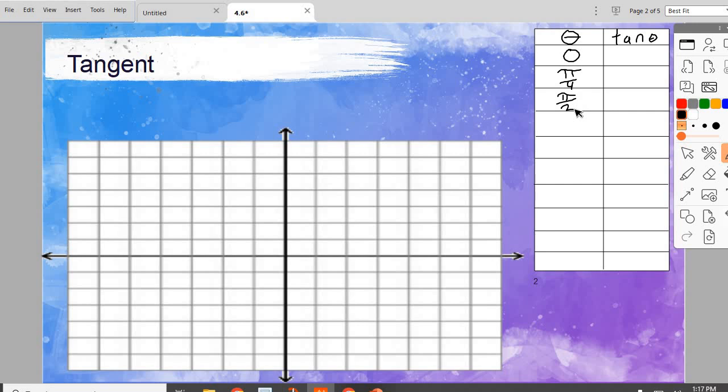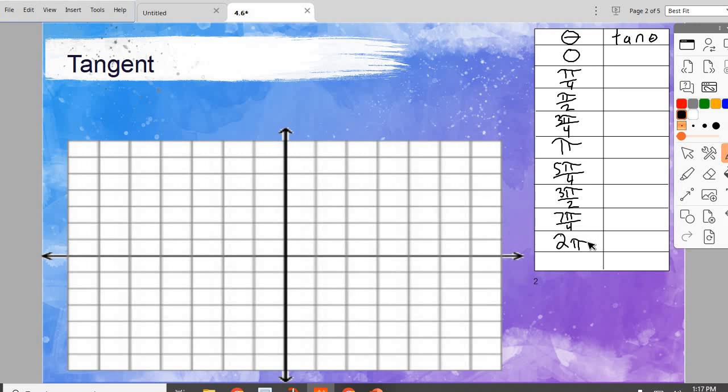So I'm not going to put in all of the values from our unit circle, just because we would have to do a decimal approximation for all of those. And at the end of the day, those aren't going to be our key points. Okay. So now let's evaluate.